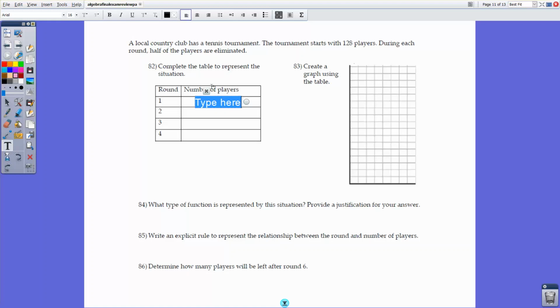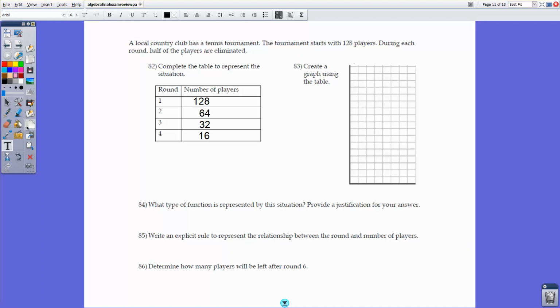I just want to make sure that I'm using the right A value here. If they say round 1, do they mean the number of players that are left or the number of players that are in that round? In this case, I'm going to use the idea that it's the number of players in the round. That's going to change our function just a little bit, but that's okay. And then the next round, half of the players would be eliminated. So after 64, you'd have 32. After 32, there'd be 16. Okay. What type of function is represented by this particular thing?